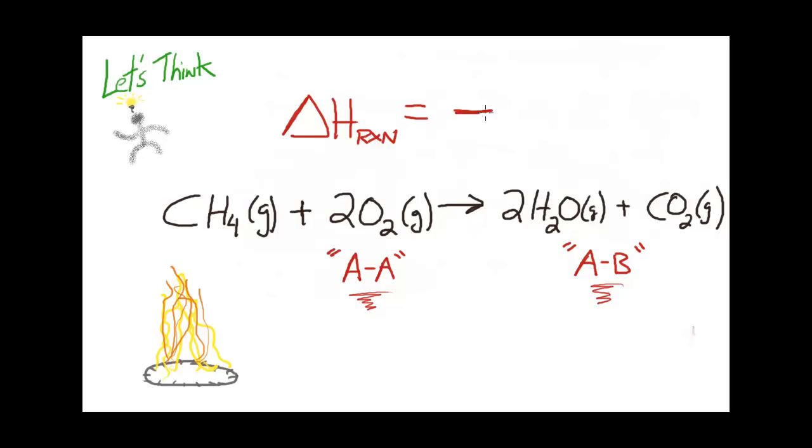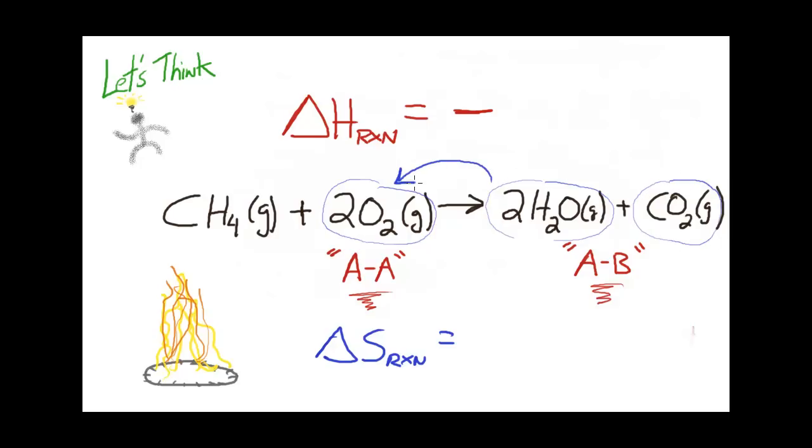Delta H is negative. It's energetically favored. Now let's evaluate the entropy change for this process. We can see here that we have 3 moles of gas on the reactant and 3 moles of gas on the product side. But one thing that should jump out here is that we're going from a simple gas in O2, a diatomic gas, to no diatomics or simple gases on the product side. Of course, water and CO2 are simple, but they are complex compared to O2, which is a diatomic gas.